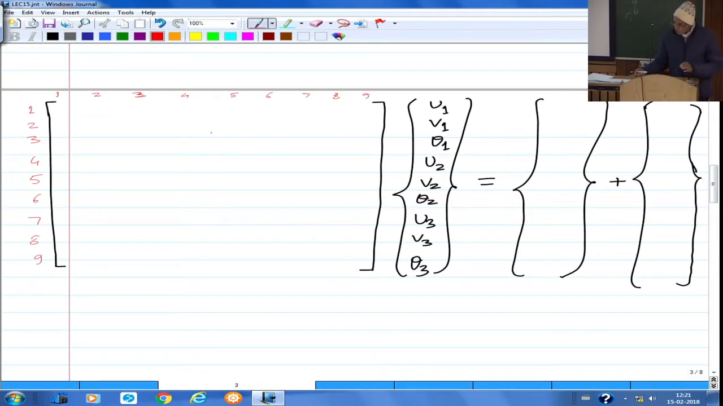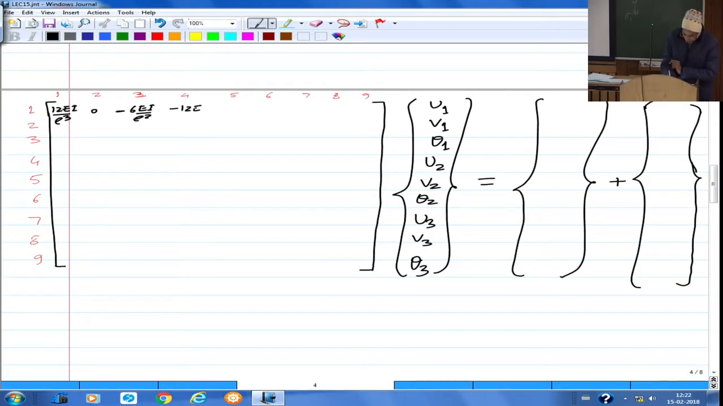So again, it's more like copying the things again. So here what you will have is, let me write, the first row and first column will go to this particular location, and then this is 0, this is minus 6EI by L square, and then you have minus 12. You are basically copying the transformed stiffness matrix of the first element into the first 6 rows and columns. So that you need to do.